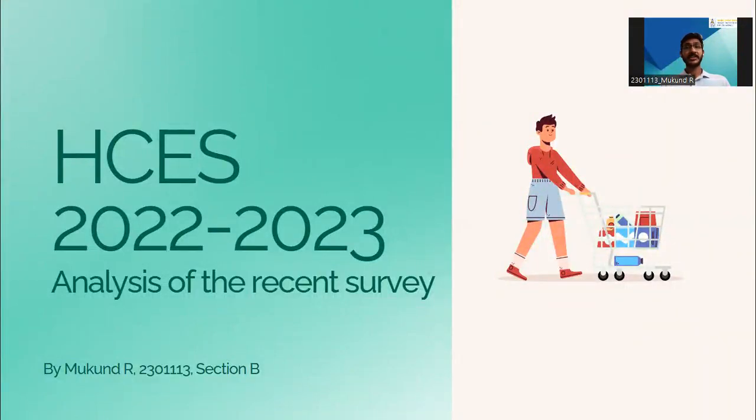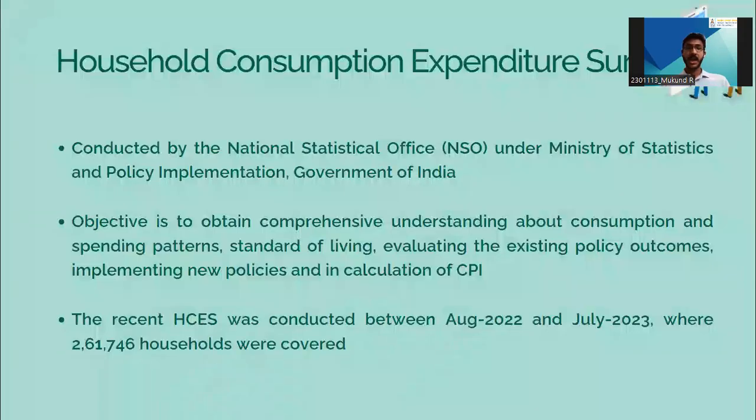My topic for the assignment is the Household Consumption and Expenditure Survey of 2022-23. As we all know, the Household Consumption and Expenditure Survey is a very critical survey that has been conducted by the National Statistics Office under the Ministry of Statistics and Policy Implementation. The main objective of this survey is to gather data and do analysis which will help us gather a comprehensive understanding about the consumption and expenditure pattern, the standard of living, and it will also be helpful in evaluating the existing policy outcomes and in making new policies.